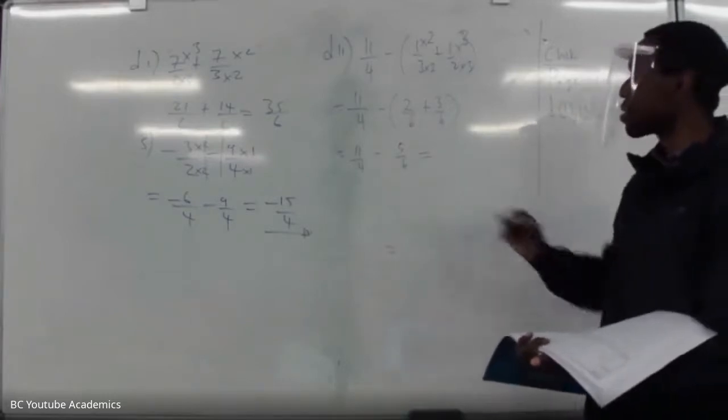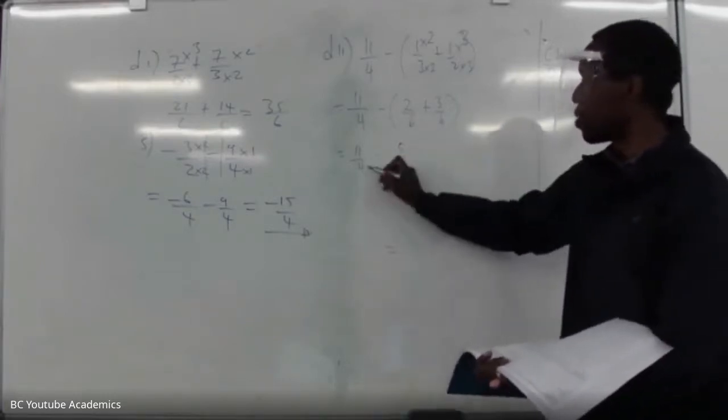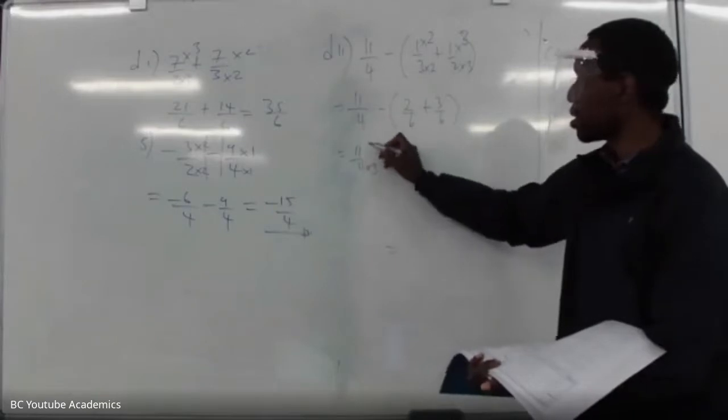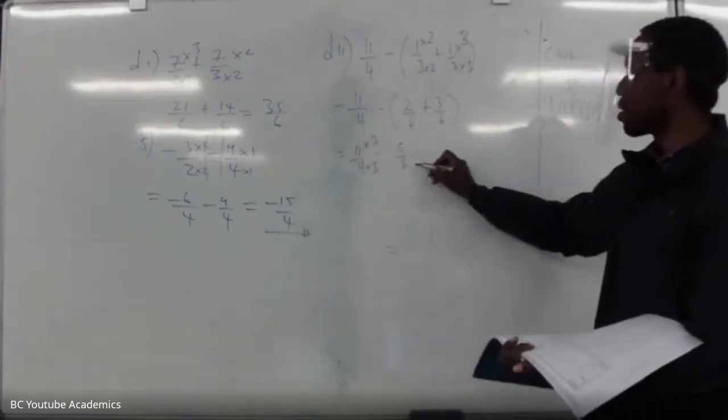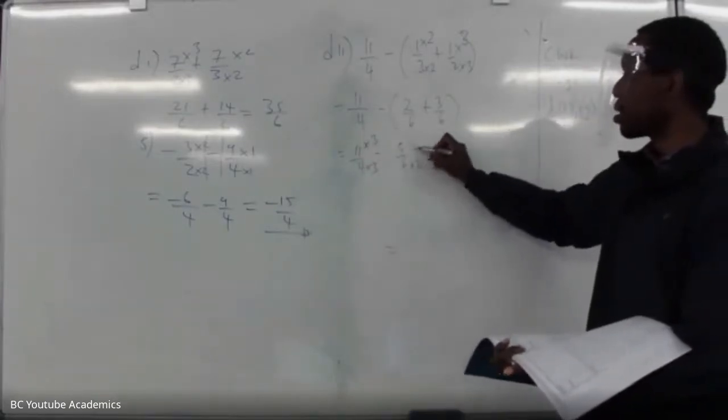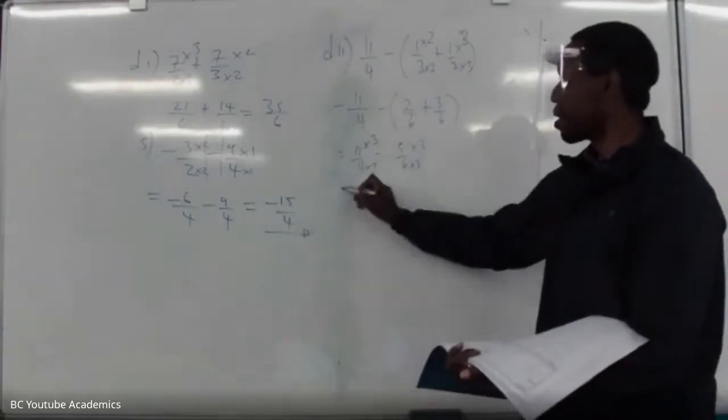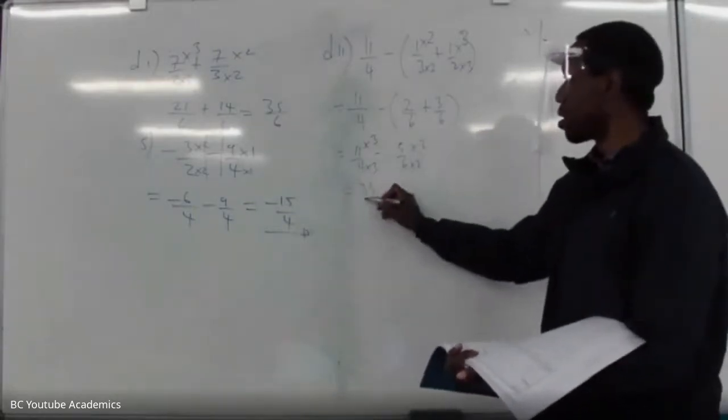Okay, so from here, the lowest common denominator is 12. So therefore, that's times 3 on the first, and times 2 on the second, which becomes 33/12 minus 10/12.